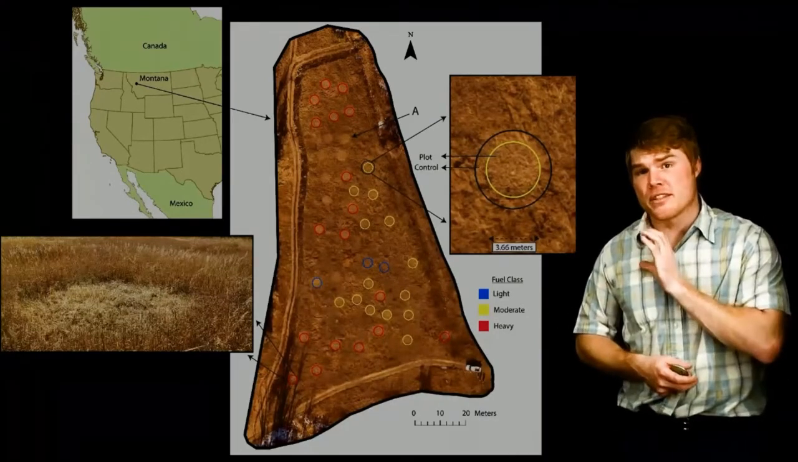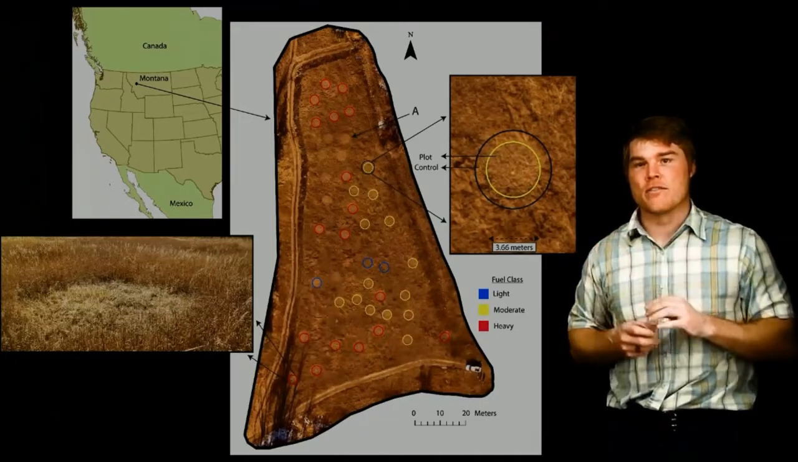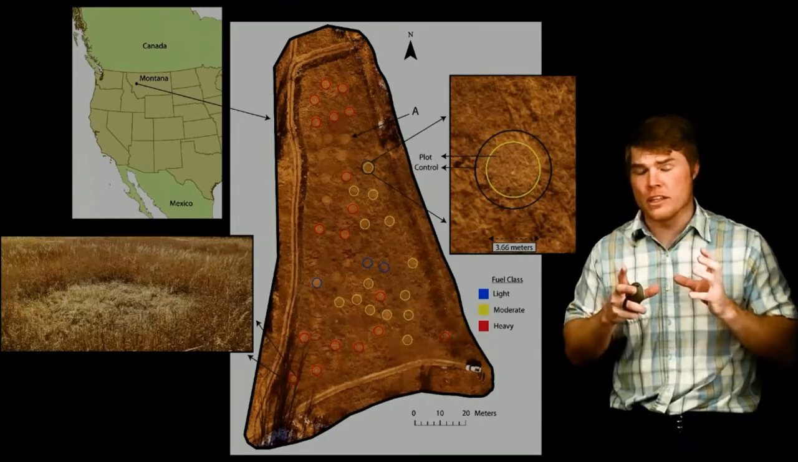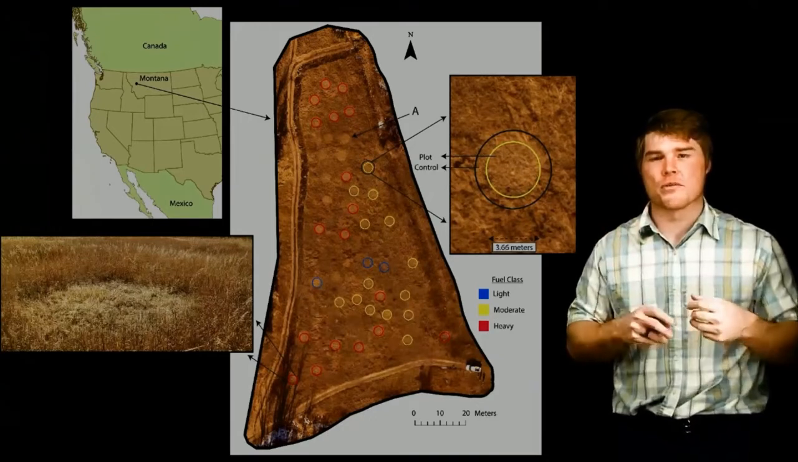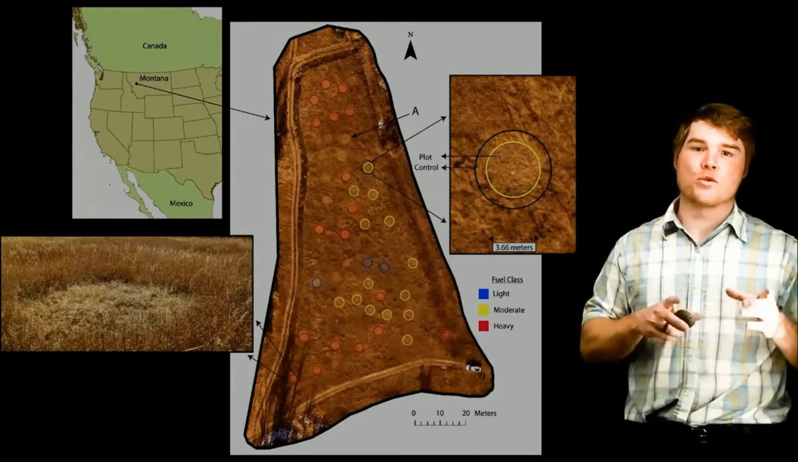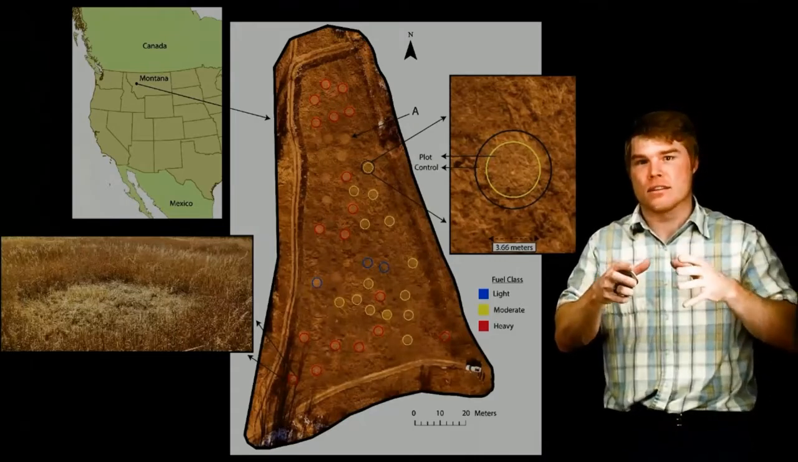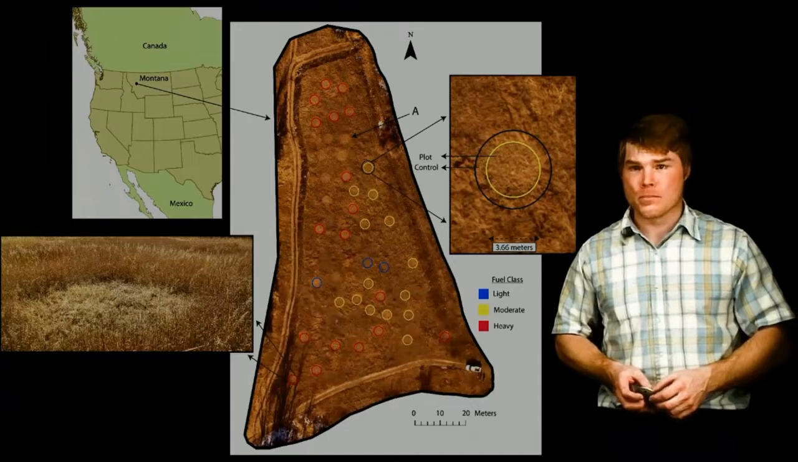I mentioned we place these circles randomly, but we also adjusted if there was any kind of fuel change within the circle or immediately around in the control area. So we kind of shifted those around so we could be working with the assumption that the fuels, before treatment at least, were consistent in the control and in the actual plot.